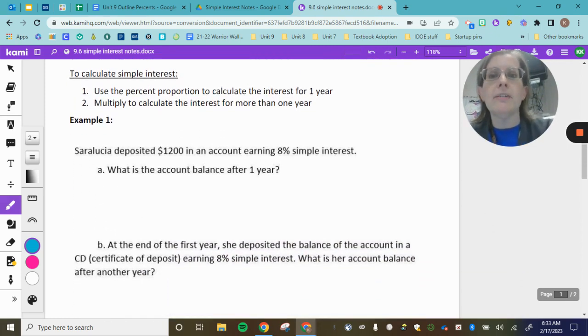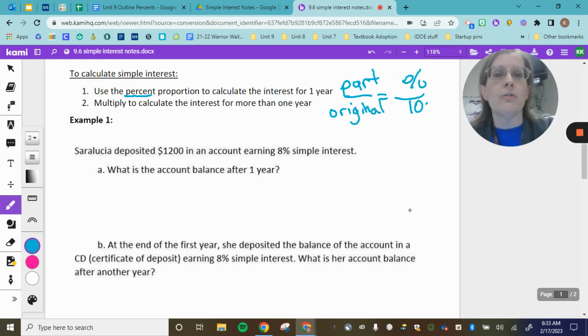So to calculate simple interest, we're going to use our regular percent proportion. It's going to be the part over the whole one, because you pay part of the total amount, or you could say the original. So it's part of the original amount, and it's still percent over 100. But the trick is that the percent proportion can only calculate it for 1 year. That is extremely important. So you can't use this for more than 1 year.